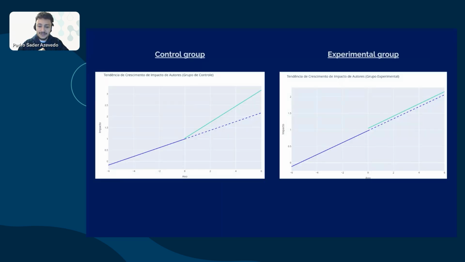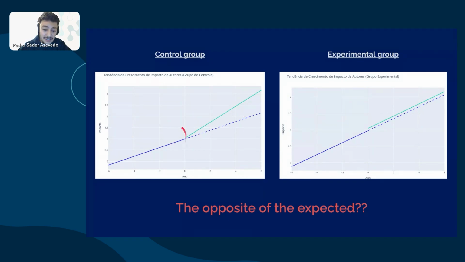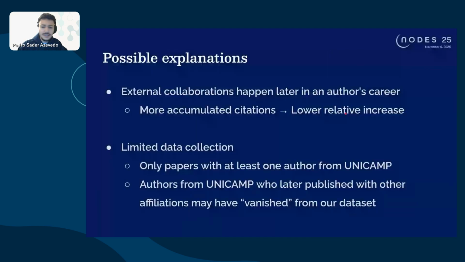So finally, the results. Very weird and unexpected, because the control group, the one that didn't have an external collaboration, seemed to be doing much better than the experimental group, where the rate of change, the line that represents the growth of citations, didn't seem to change after the first external collaboration. We think this happened because an external collaboration typically happens at a later stage in an author's career when they have more citations.